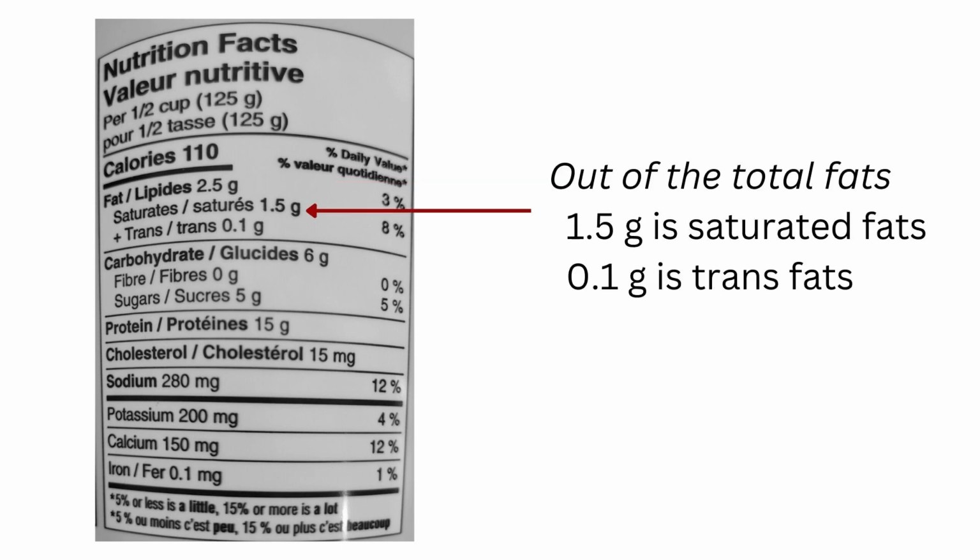And then underneath, you will see the saturated fats and the trans fats. These are specific types of fat. So 2.5 grams is the total amount of fat. And then of those 2.5 grams, in this example, 1.5 grams are saturated fats and 0.1 grams are trans fats.